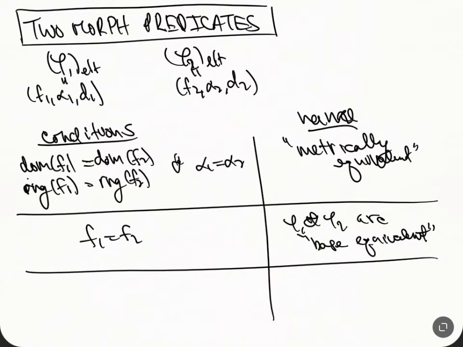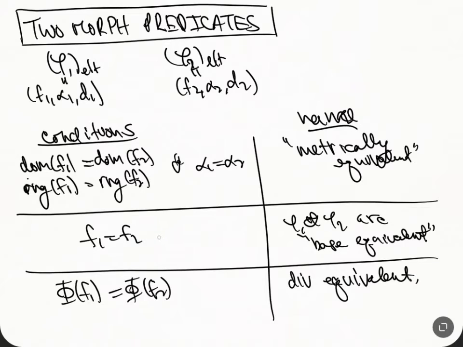And then you could do the same thing on the divisors. We could say they are div equivalent. Again, this is a morphism in D, so the f_i are morphisms in D of X. So they're morphisms in the base. And when you have a morphism in the base, you have this contravariant functor, so it makes sense to talk about them being div equivalent.